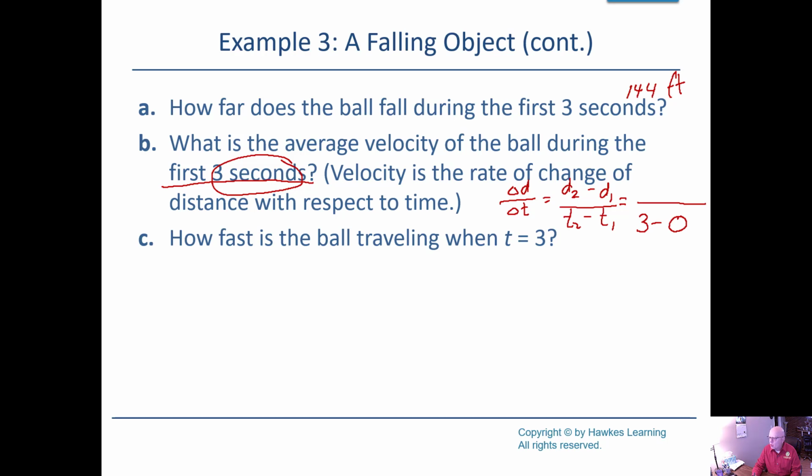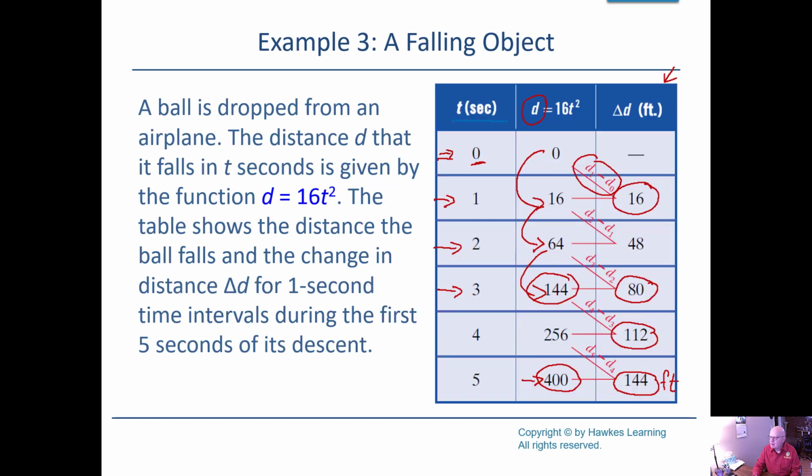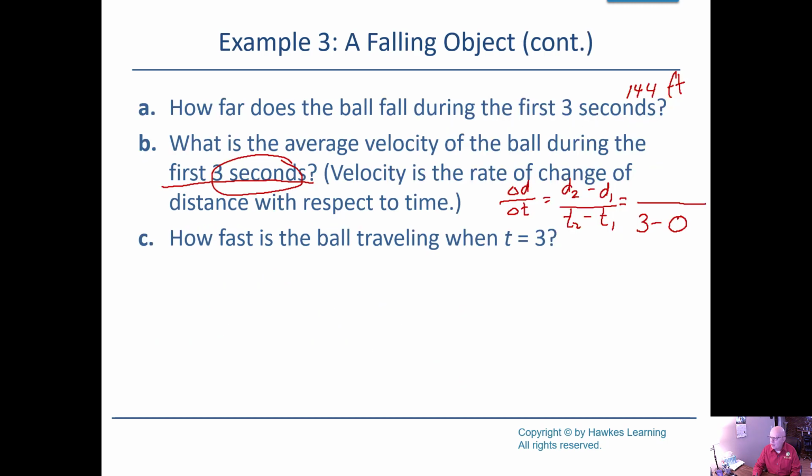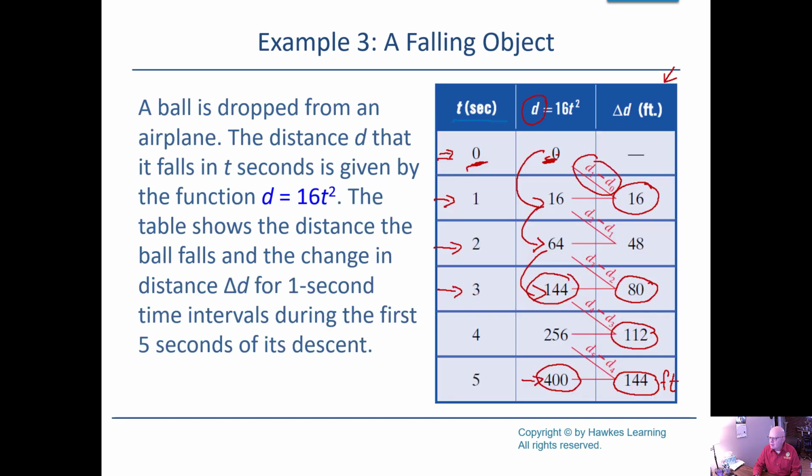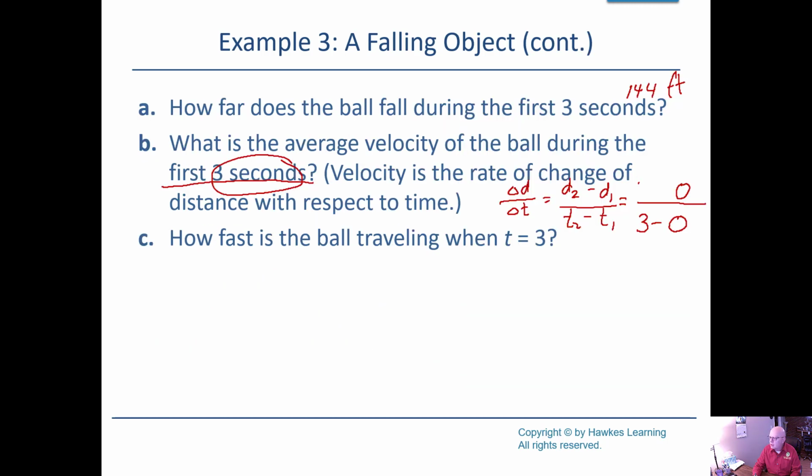On the top, where was it at 0? Let's sneak back here and look. At 0, it had gone 0 feet already. So this is 0. Where was it at 3 seconds? Sneak back here and look. At 3 seconds, it was 144. So go back here. There's our 144.